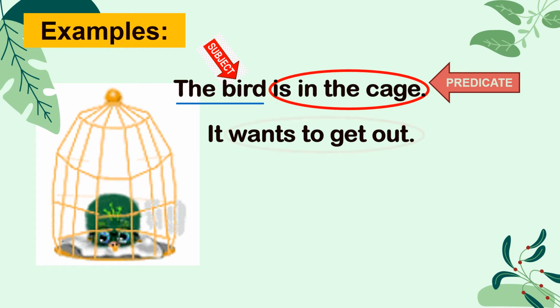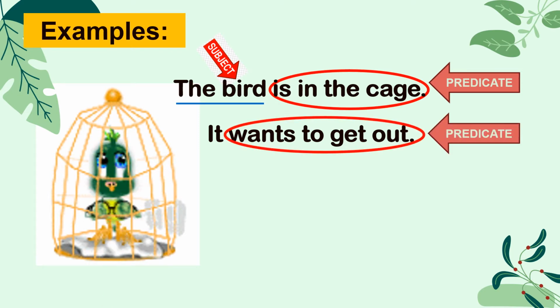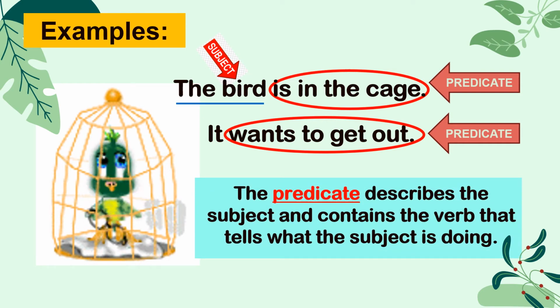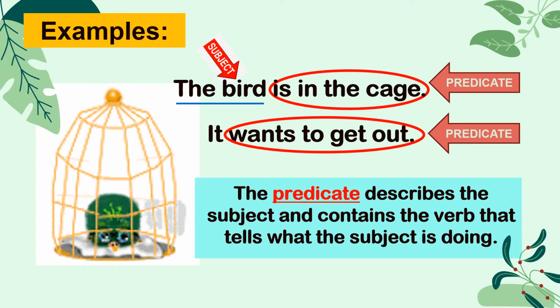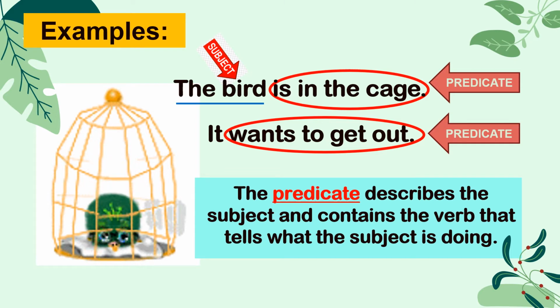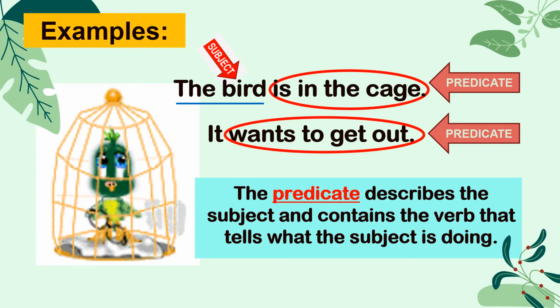And wants to get out is your predicate. Again, our predicate begins or contains our verb. So again, the predicate describes the subject and contains the verb that tells what the subject is doing. So our sentence is complete if it has a subject telling us who or what the sentence is all about, and the predicate tells us or describes to us what the subject is doing in the sentence.